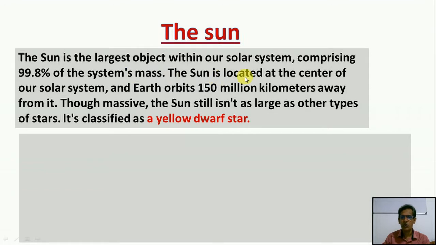The sun is located at the center of the solar system and Earth orbits 150 million kilometers away from it. Though massive, the sun still is not as large as other types of stars. It's classified as a yellow dwarf star.